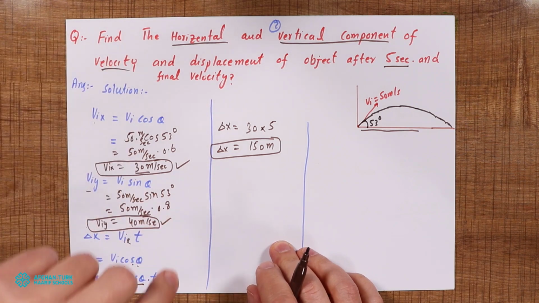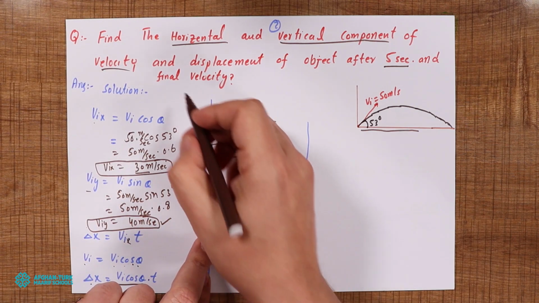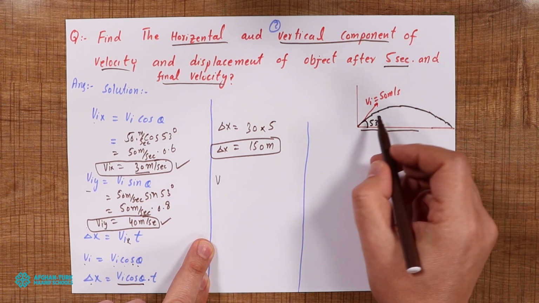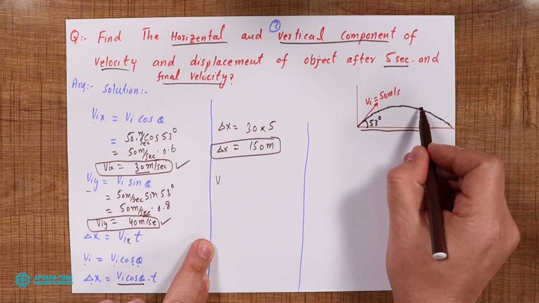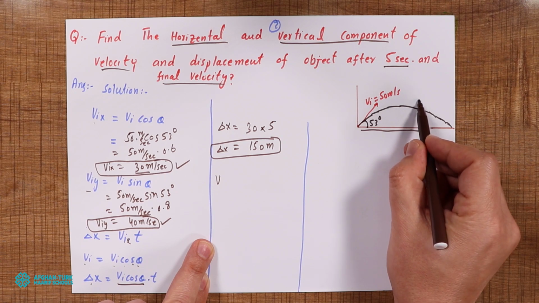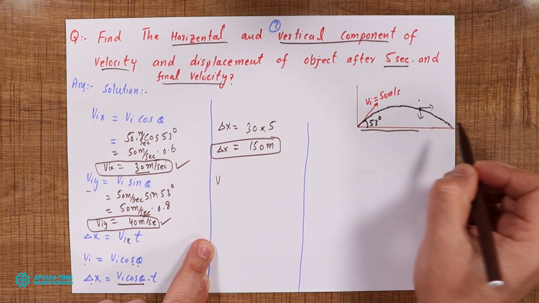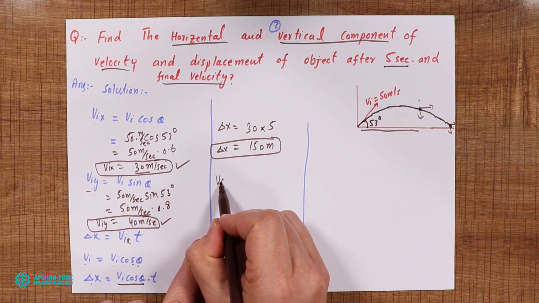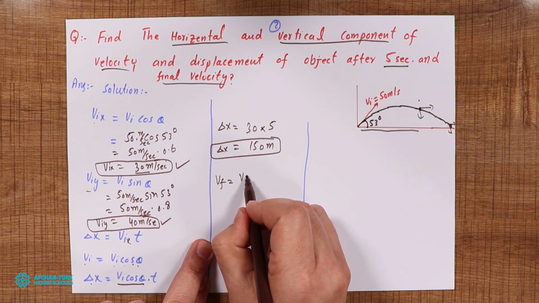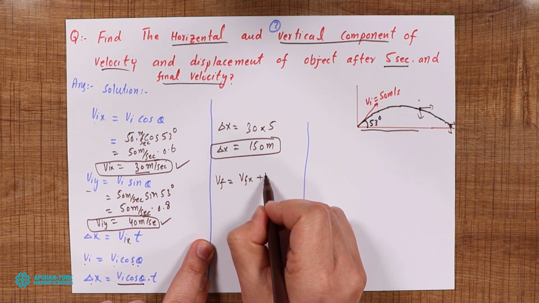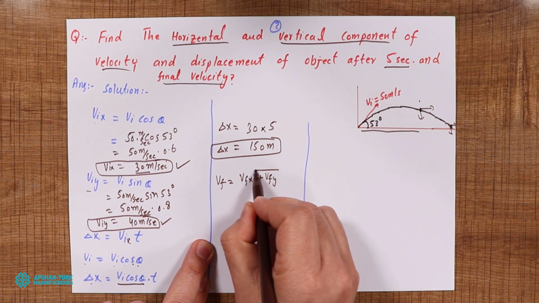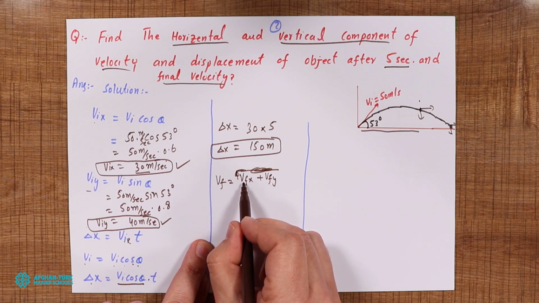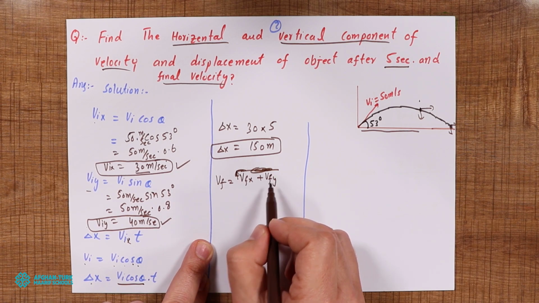The last one is to find the final velocity. At any point, if they want to find the final velocity at that point, like this one, this formula will be used for the final velocity: square root of v of fx squared plus v of fy squared. Sorry, there is no under root here, so simply v of fx and v of fy.